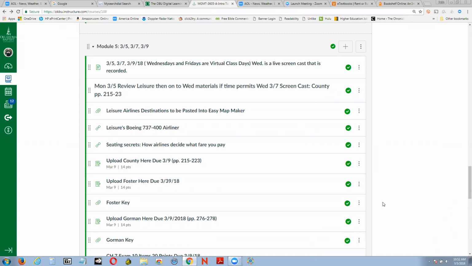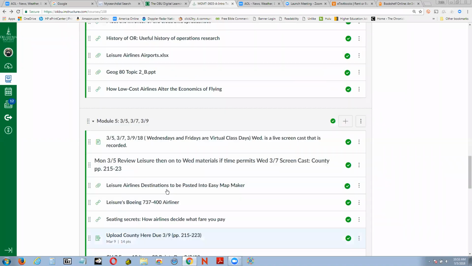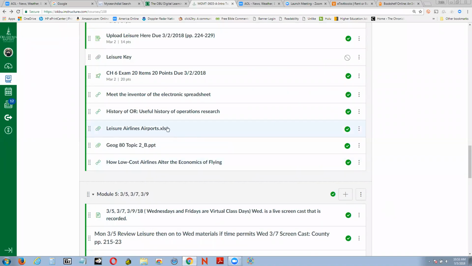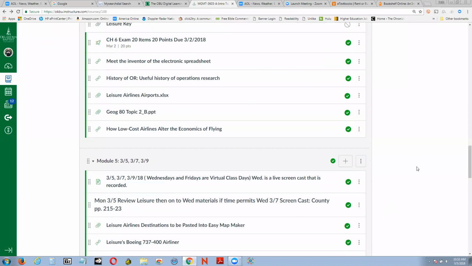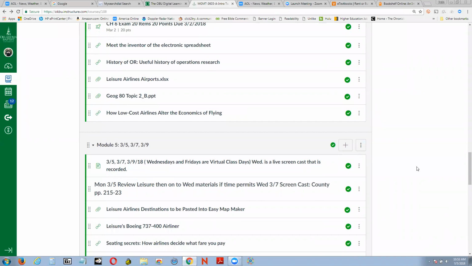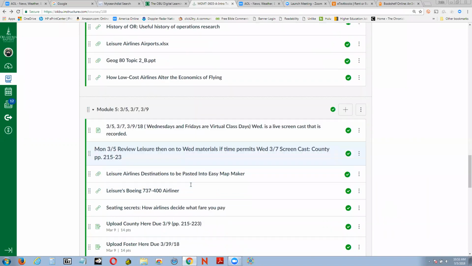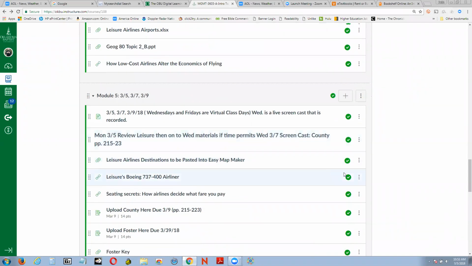But anyway, the Leisure Airlines case, and I have some destinations there that you can paste into the easy map maker. So we want to take a look at that so you kind of get a feeling of who they are and what they are. And I have some resources up here that show you their airports and some information about geographic dispersion and low-cost airlines, and so those are related to the Leisure case.